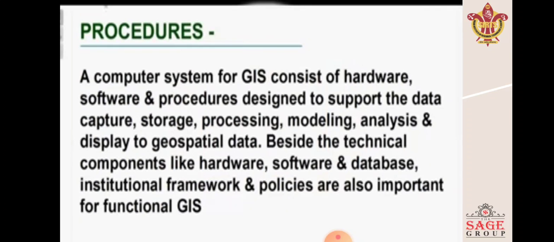In other words, we can explain procedure. A computer system for GIS consists of hardware, software, and the procedure designed to support the data capture, storage, processing, analyzing, modeling, manipulating, and display of the geospatial data. Besides the technical components like hardware, software, and the database, institutional framework and the policies are also important for our functional GIS.